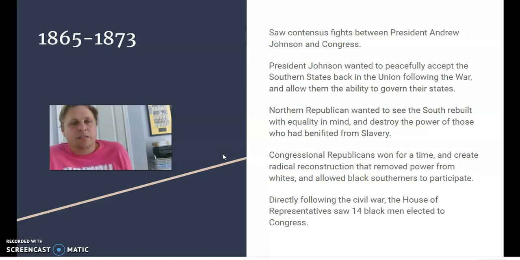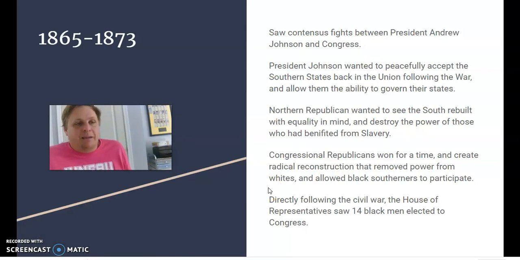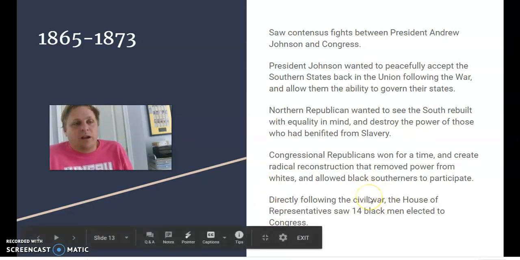Two groups of people existed. There were the carpetbaggers. These were white Republicans that moved from the North into the South to become a voting bloc. There were the scallywags, which were the white Southerners who were also Republicans. So that means you lived in the South all your life, but you believed in equality. And then lastly, there were the black voters themselves. These three groups got together and decided to start electing black representatives. So directly following the Civil War, the House of Representatives saw 14 black men elected to Congress. Again, black women couldn't run yet, but black men could, and they could hold office.